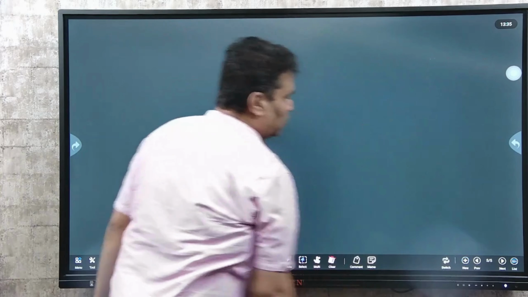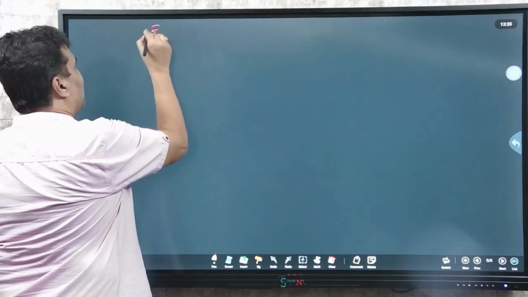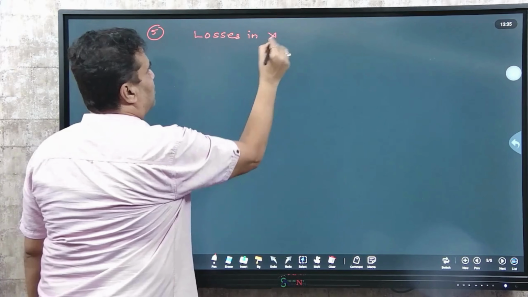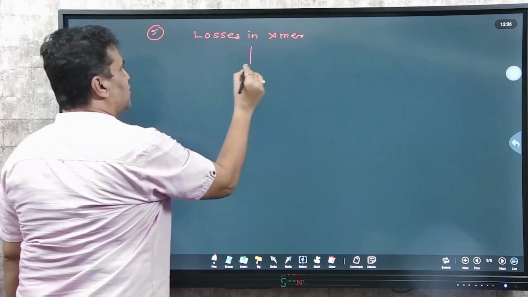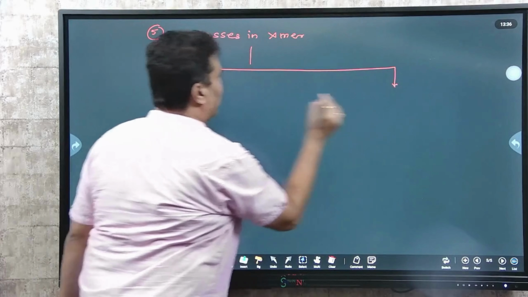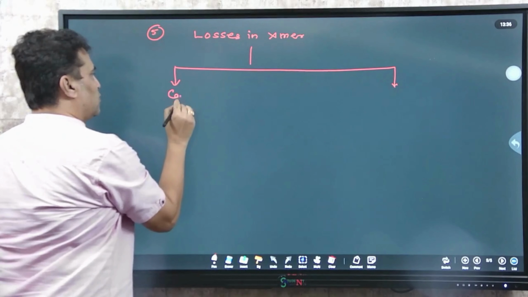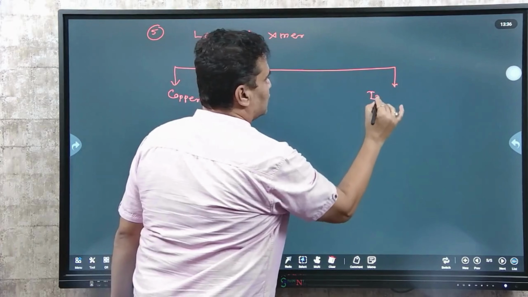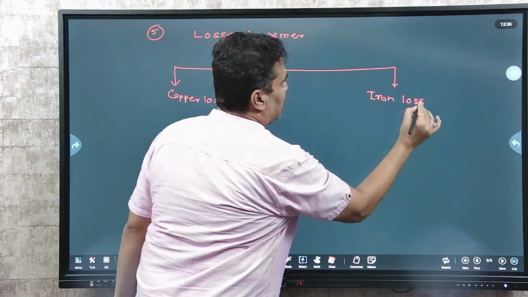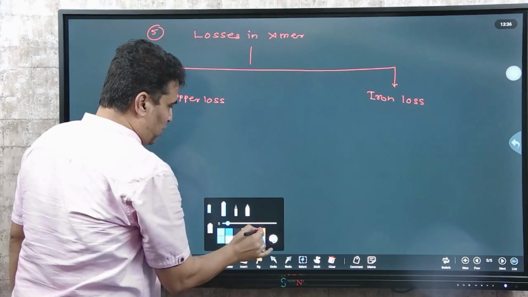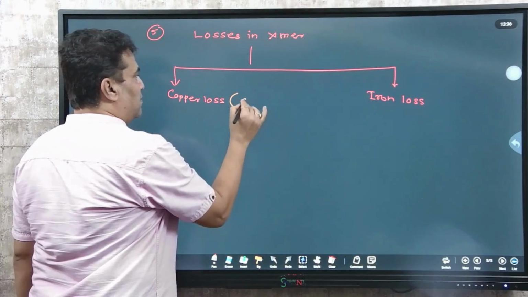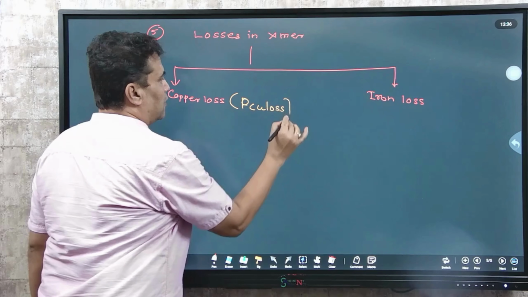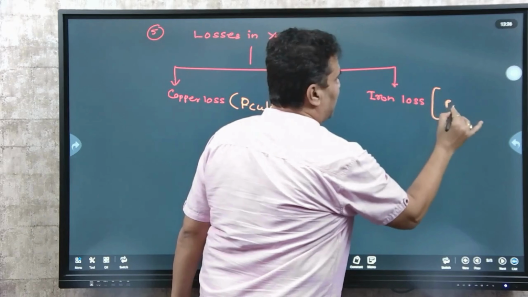And the last question that you have to prepare in transformer from a theory point of view is losses in the transformer. Basically losses in transformer get classified into two parts. One is known as copper loss, and another is known as iron loss. Basically copper loss is always denoted by PCU, that is the power loss in copper, and iron loss is denoted by PI.